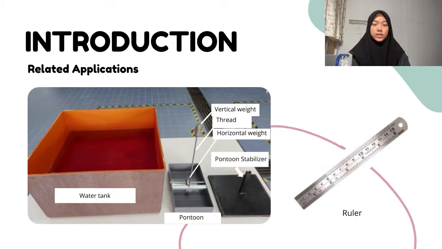Firstly, we will need a water tank. Then we will need a pontoon, which is complete with the thread, vertical weight, horizontal weight, and also we will need a pontoon stabilizer. And lastly, we will need a ruler for measurement purposes.